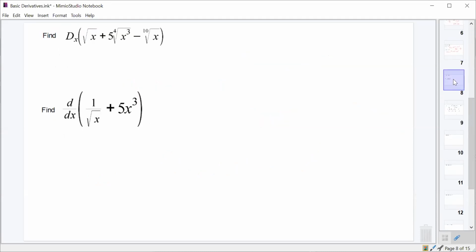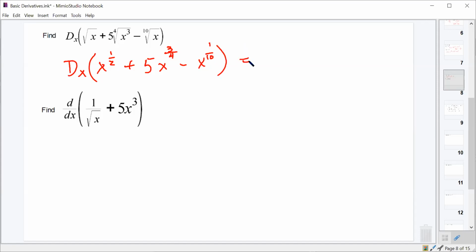All right, make it a little bit more complicated. So we got a bunch of weird looking roots in here. I just want to make sure you guys are able to convert each of those roots into a fractional power so that you guys can take the derivative. So if we're looking for the derivative with respect to x of this, that's the same as the derivative with respect to x of root x, which we know to be x to the 1/2, right? And then this is the 4th root of x cubed, so that should be 5x to what power? Before we take the derivative, it's the 3/4 power, right? Yeah, good. The power divided by the root, and then minus x to the 1/10.